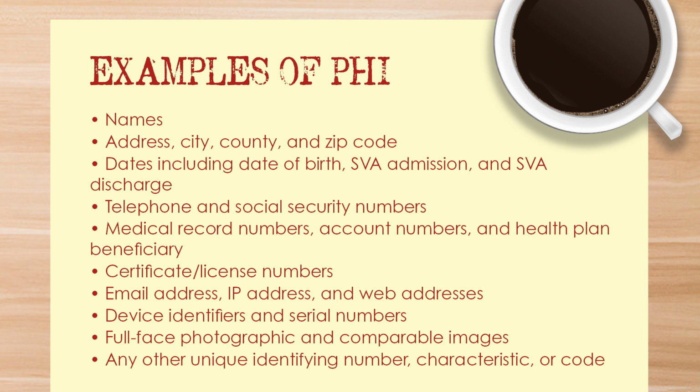Examples of PHI include names, address, city, county, and zip code, dates including date of birth, SVA admission, and SVA discharge, telephone and social security numbers, medical record numbers, account numbers, and health plan beneficiary, certificate/license numbers, email address, IP address, and web addresses, device identifiers and serial numbers, full face photographic and comparable images, any other unique identifying number, characteristic, or code.